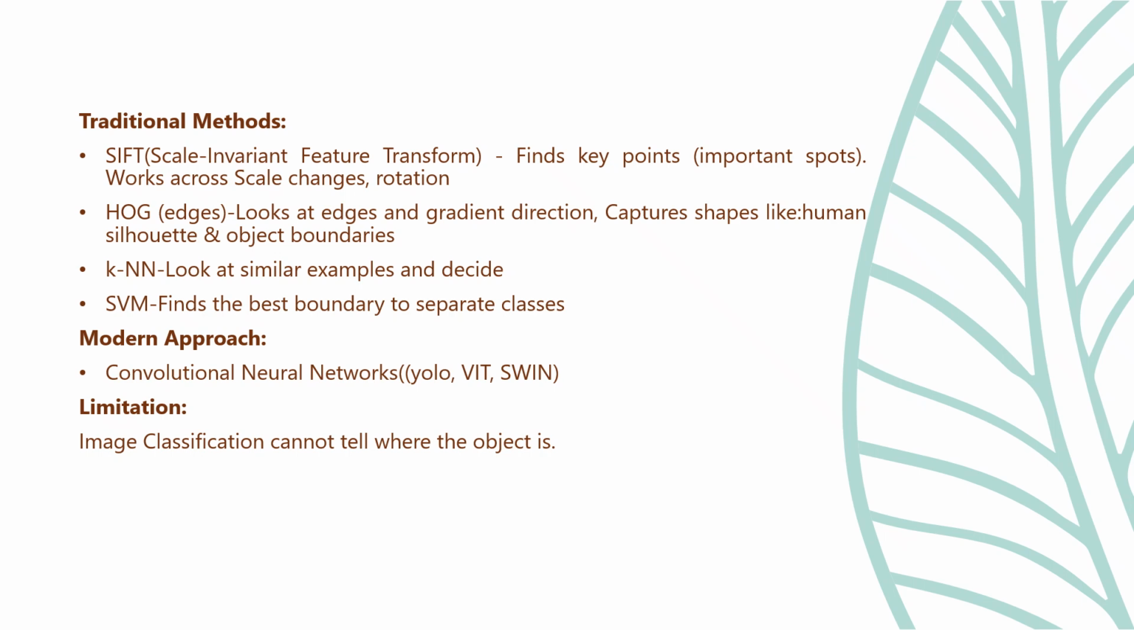Despite its simplicity, image classification has one important limitation. It cannot determine where the object is located, as we have discussed earlier. If an image contains multiple objects, such as a dog, a bicycle, and a person, image classification usually predicts only one overall label. As I told, whichever object has the dominant features, that will be the output, and the label will be given as that.